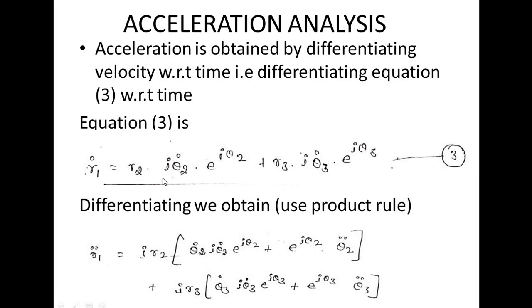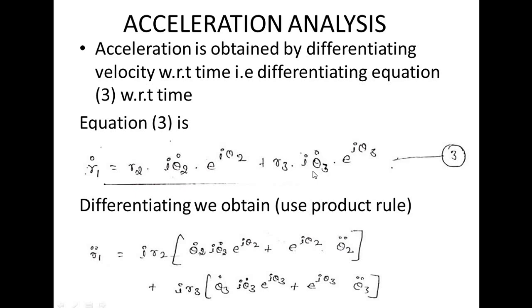So here the first term, that is theta 2 dot, we keep as it is, and the differentiation of e to the power of i theta 2 is i theta 2 dot into e to the power of i theta 2, plus e to the power of i theta 2, we keep as it is, and the differentiation of theta 2 dot. The differentiation of theta 2 dot is theta 2 double dot. So like this we have to do.